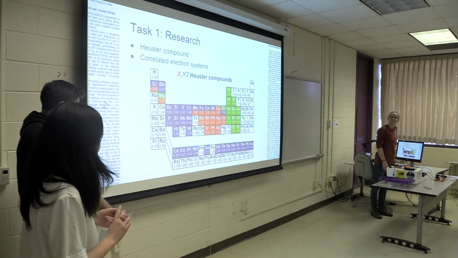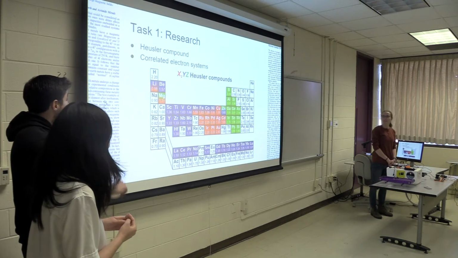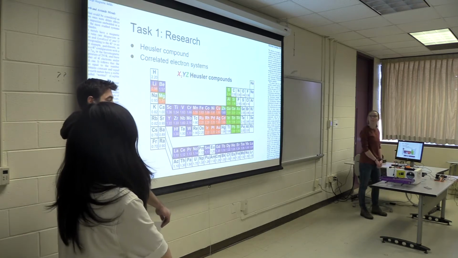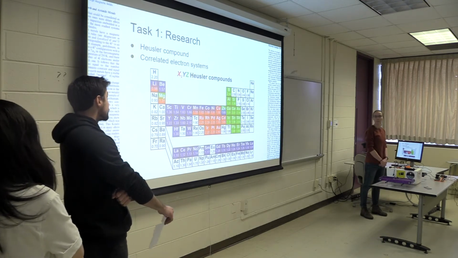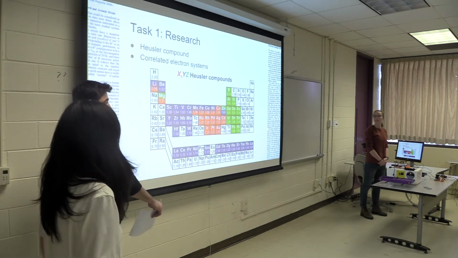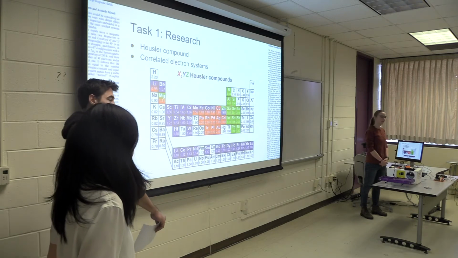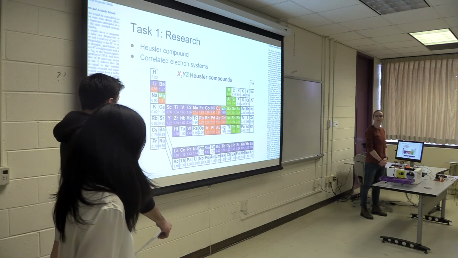And our research started with task one. So for the first task, we tried to gather as much information as we could about these materials. So that required us to go through textbooks and read scientific review articles.